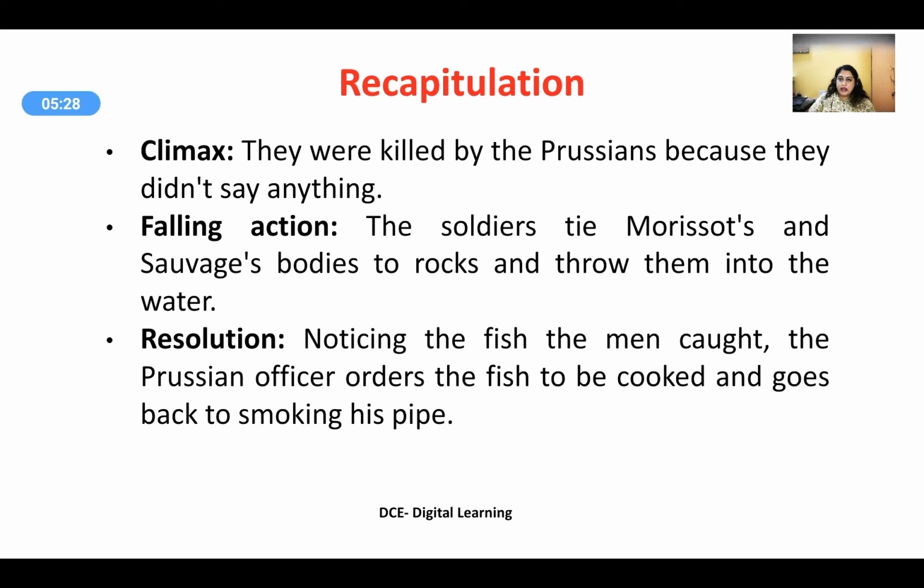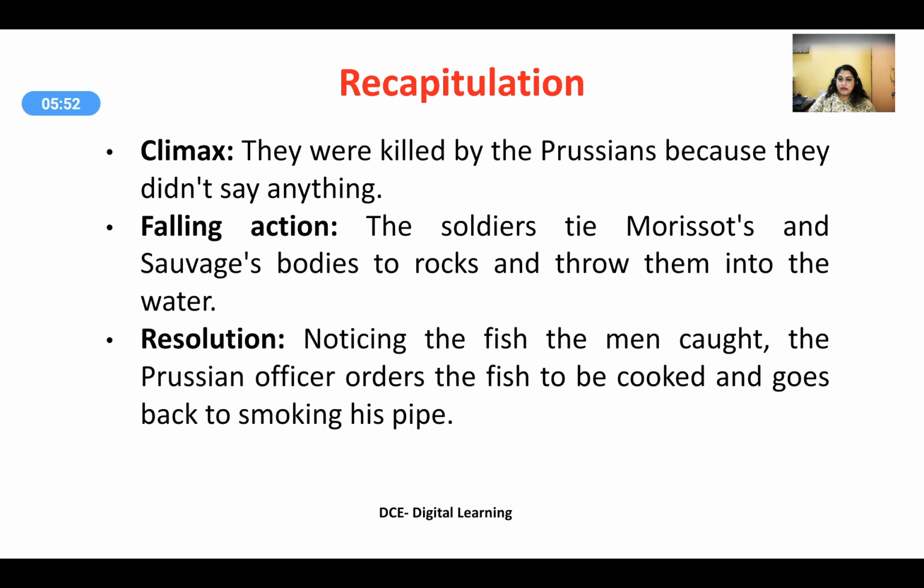As they did not betray their country, nor did they divulge the password, they were killed. Falling action refers to the part of the story that happens after the climax. After the two friends were executed, the soldiers, upon the orders of the Prussian general, tied Morisot's and Sauvage's bodies to rocks and threw them into the water.